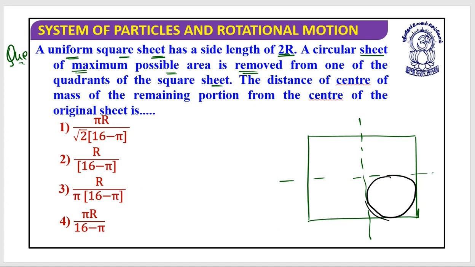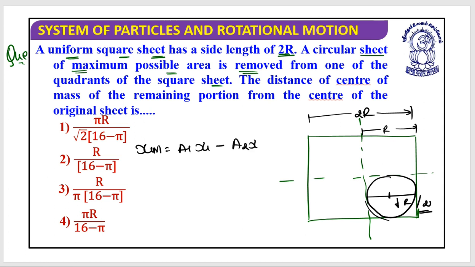Yes, this is of 2r, so every quadrant will be of r, and for maximum area, the diameter is r, or I could say its radius will be equal to r by 2. Yes, I hope this is clear. So now from this we have already done this kind of question. It's (a1 x1 minus a2 x2) divided by (a1 minus a2). That's it. I hope this is clear.